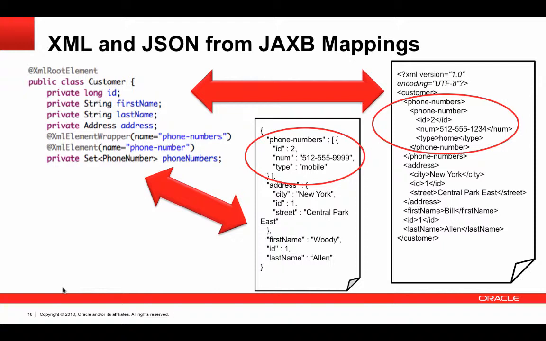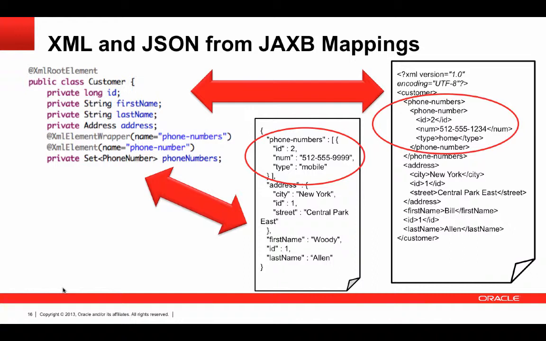So let's look at a simple customer object here. Over on the far left, we have a customer with a simple set of state: ID, first name, last name. It has a relationship to an address and a collection of phone numbers. So with some simple JAXB annotations, I can mark this customer as being a root element, and then I can map how the container relationship to the wrapped element's phone numbers relates.